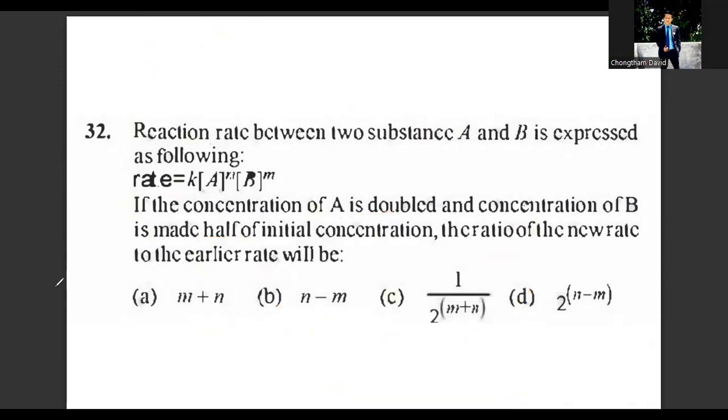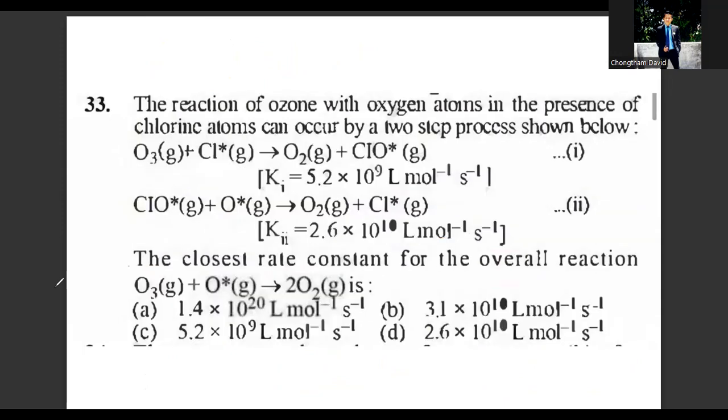So, an important question. Let's move on to the next question, question number 33. This is a reaction based on photochemistry. The reaction of ozone with oxygen atoms in the presence of chlorine atoms can occur by a two-step process shown below. Ozone and chlorine give the first reaction, and the second elementary reaction is where both of these are activated and give oxygen and activated chlorine. The closest rate constant for the overall reaction is?